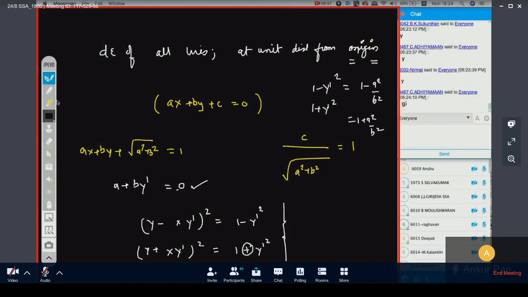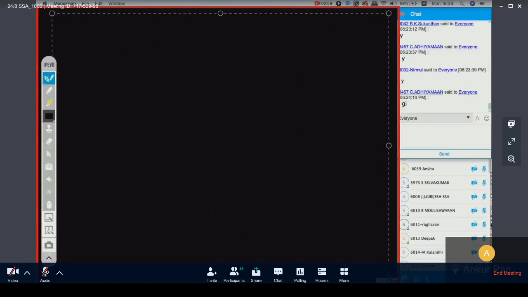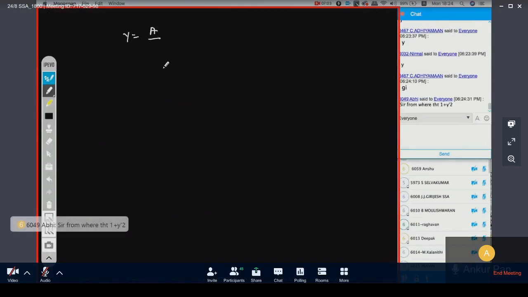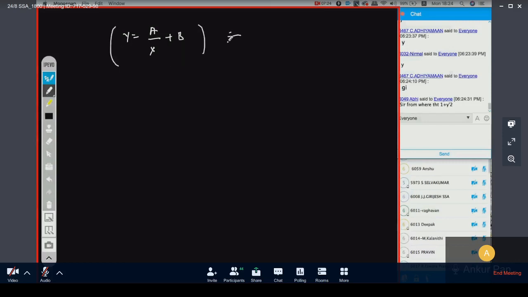One more question, last question. From where did that 1 plus y dash come? From the options, beta, all the options were given in that format, either 1 plus y dash square format or 1 minus y dash square format. Okay, find the differential equation of the curve. Quickly.